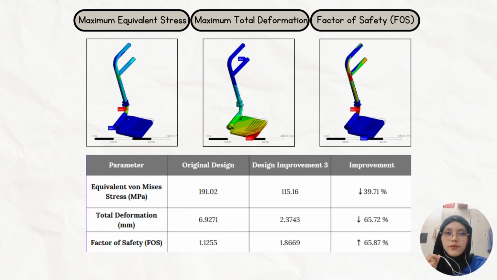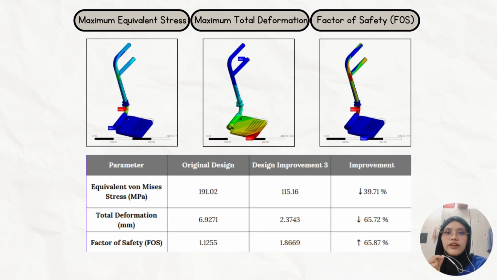Let's look at the performance comparison between the original design and design improvement 3, which focuses on geometric and structural modification. Based on the FEA result, the equivalent von Mises stress decreased significantly from 191.02 MPa to 115.16 MPa, representing a 39.71% reduction, which means the stress concentration was effectively minimized. The maximum total deformation also decreased from 9.93 mm to 2.37 mm, giving a 65.72% improvement in structural stiffness.